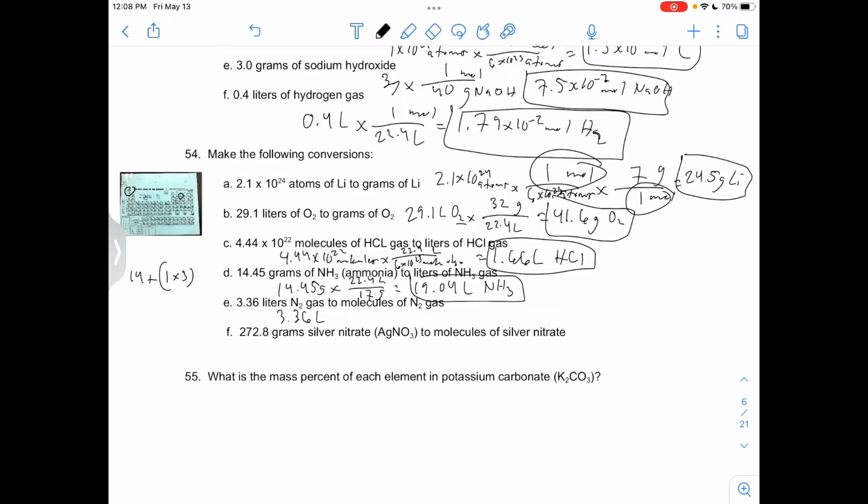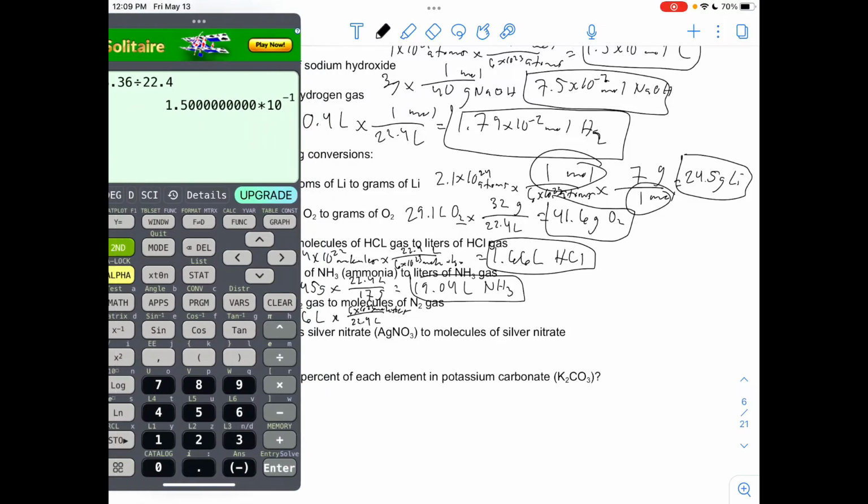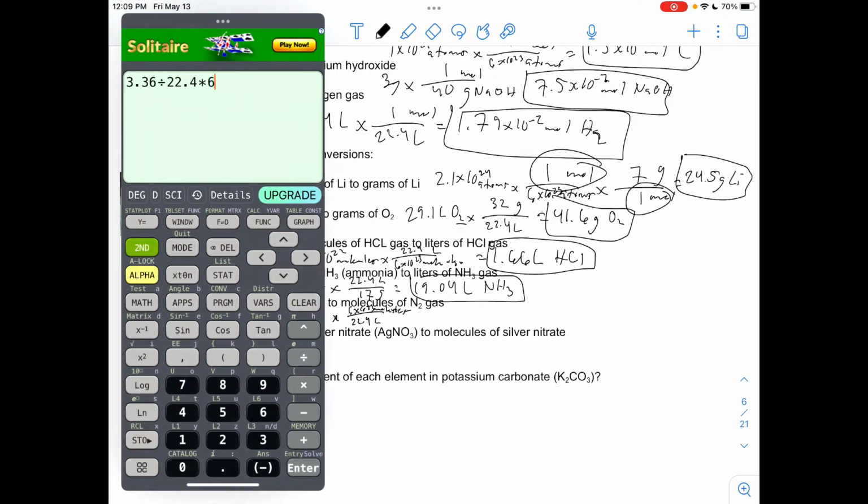Okay, next one, 3.36 liters. Molecules goes on top, 6 times 10 to the 23rd, and 22.4 on the bottom. So let's see, 3.36 divided by 22.4, multiplied by 6e23 gives us 9 times 10 to the 22, which makes sense as a big number because we're talking about molecules of N2.